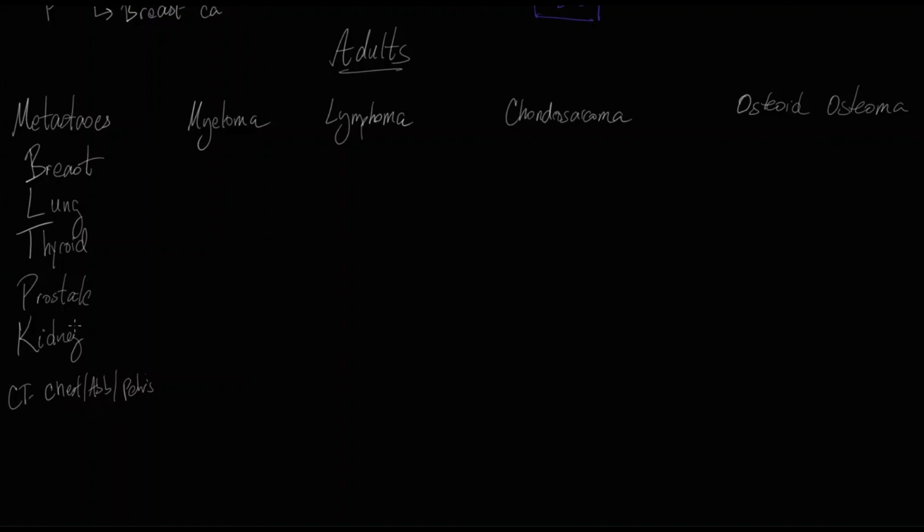Abdomen, pelvis looking for kidney. And we look for thyroid and prostate with PSA and TSH and T3, T4, the thyroid labs. And while we're at it, we usually also order the myeloma labs, your SPEP and UPEP.